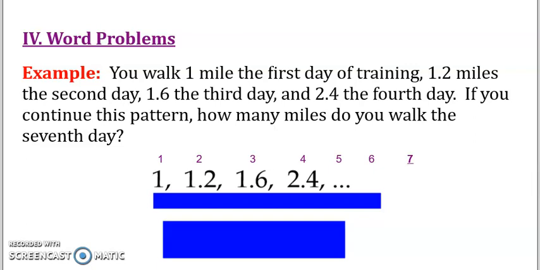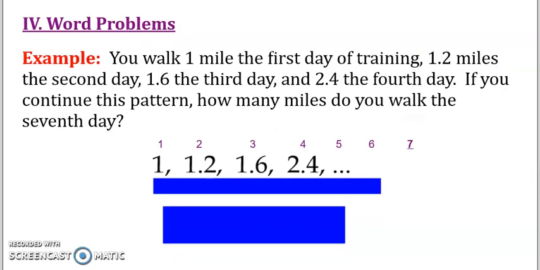Here it says we walk 1 mile the first day of training, 1.2 miles on the second day, 1.6 on the third day, 2.4 on the fourth. If we continue this pattern, how many miles are we walking on the 7th day?